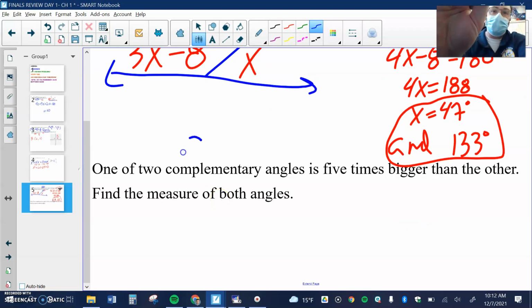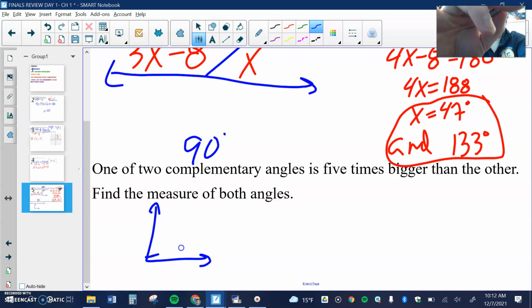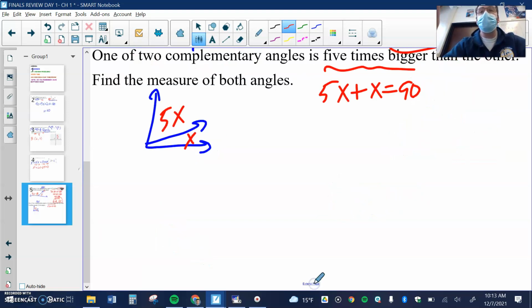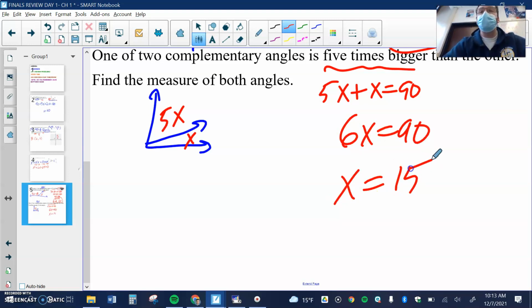Next one for complementary. Complementary is 90. Draw a right angle. Call this smaller one x. 5 times bigger, so 5x. So I get 5x plus x equals 90, which means 6x equals 90, which makes x 15 degrees.